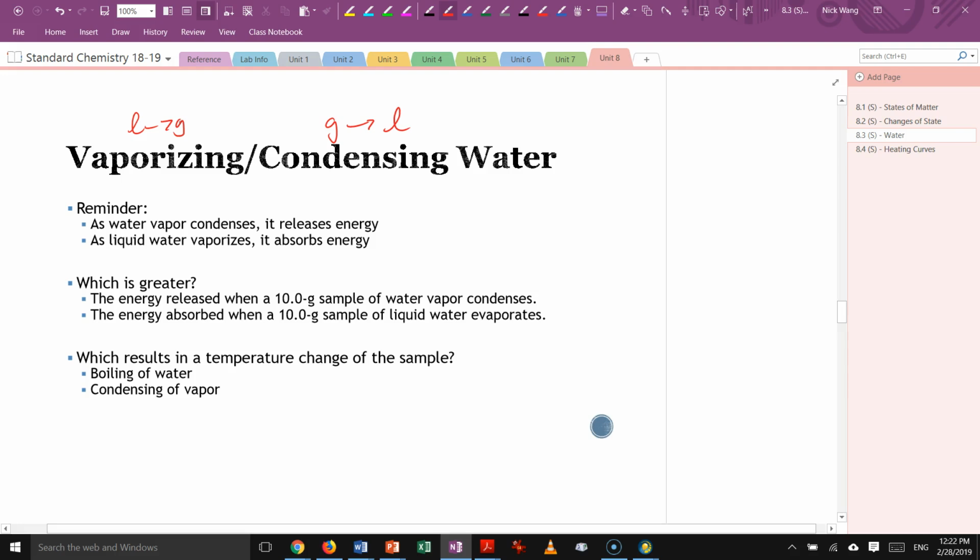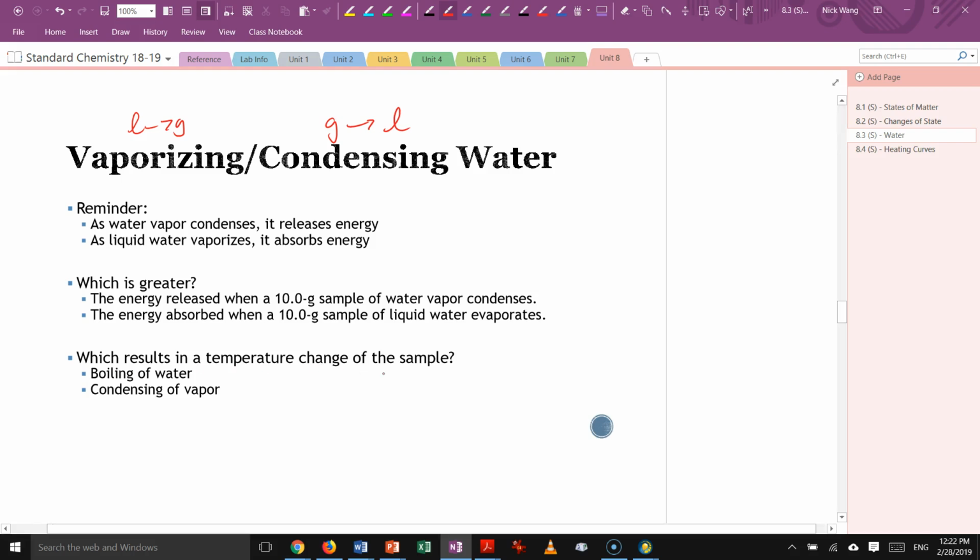So this next question: which energy is greater? The energy released when a 10-gram sample of water condenses, or the energy absorbed when a 10-gram sample of liquid evaporates? So once again, we discussed this before, it should be the same energy. It should be the same amount of energy whether it vaporizes or it condenses.